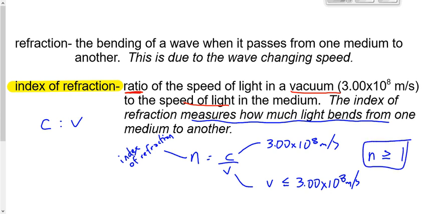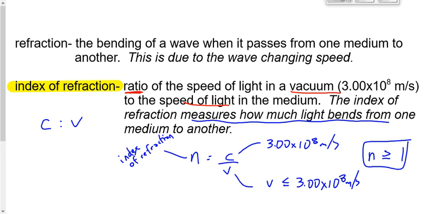The index of refraction for a vacuum would be 3 times 10 to the 8 divided by 3 times 10 to the 8, or 1. The index of refraction for air would be 3 times 10 to the 8 divided by 2.999 whatever times 10 to the 8, so effectively 1. The index of refraction of glass would be 3 times 10 to the 8 divided by 2 times 10 to the 8, which would be 1.5.